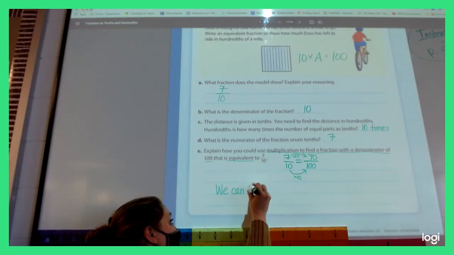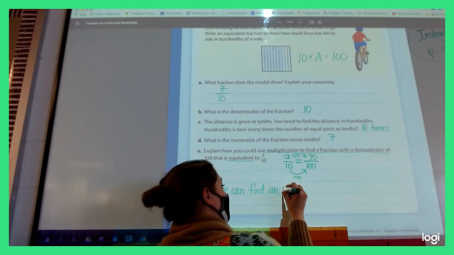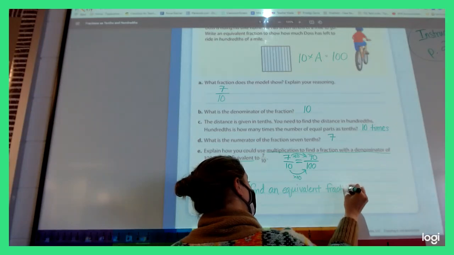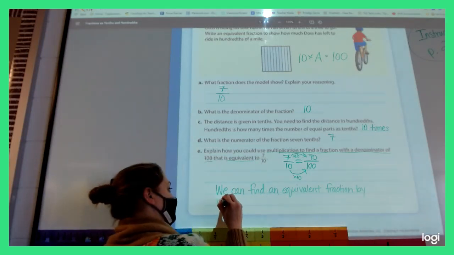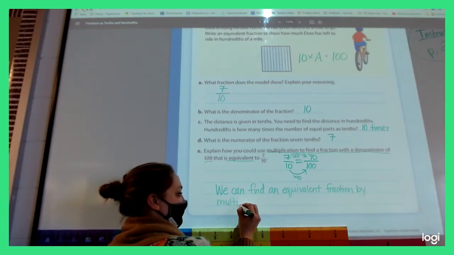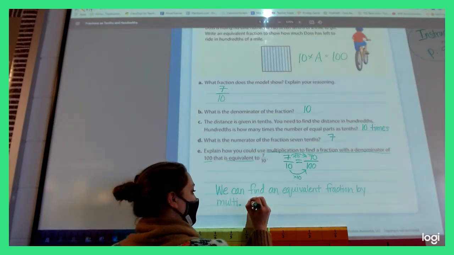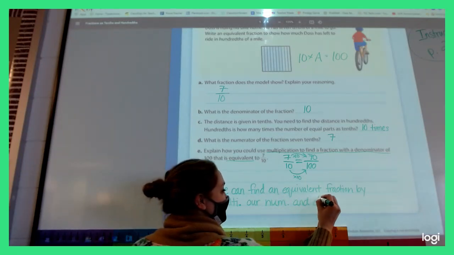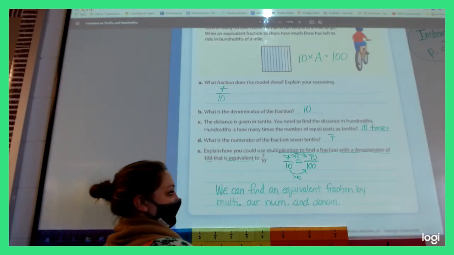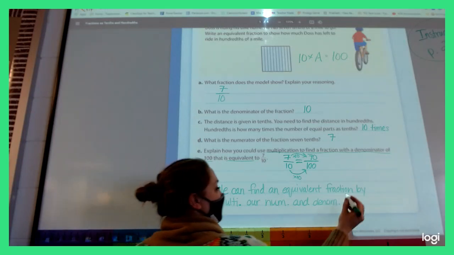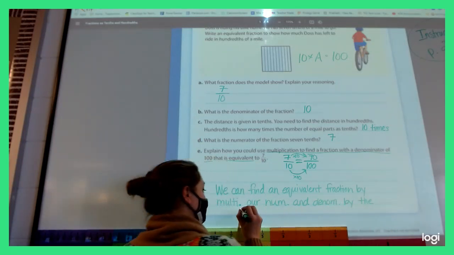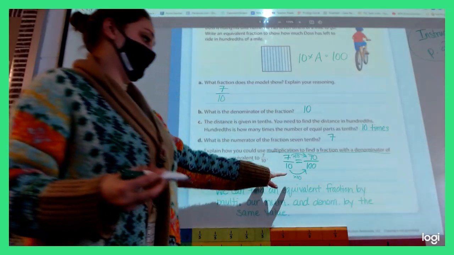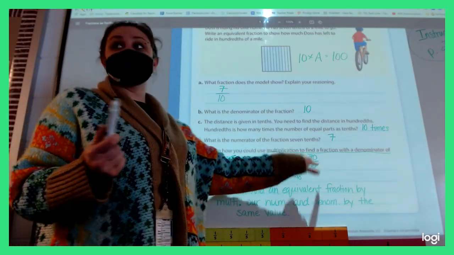We can find an equivalent fraction by multiplying, and you can put multi-period because it's a long word, by multiplying our, I'm even going to say num and denom, I'll let you shorten, so by multiplying our numerator and denominator by the same value. But it is really important. If I choose to multiply the bottom by a 10, I have to do the same thing on the top.